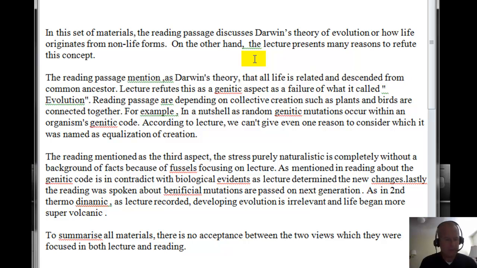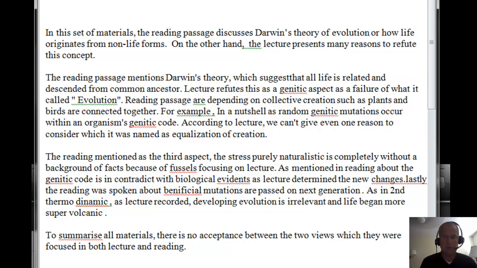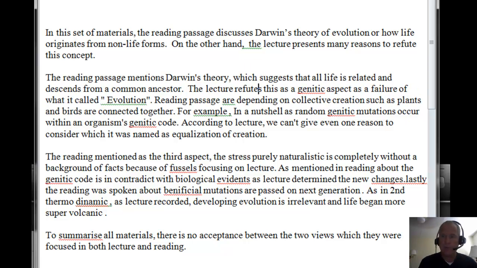And let's keep it with present. So the reading passage mentions, just say mentions Darwin's theory, which suggests that all life is related and descends from common ancestors, or from a common ancestor. The lecture refutes this idea.